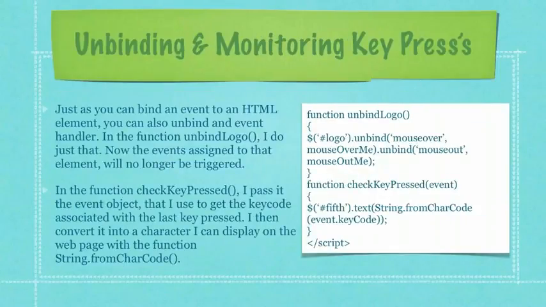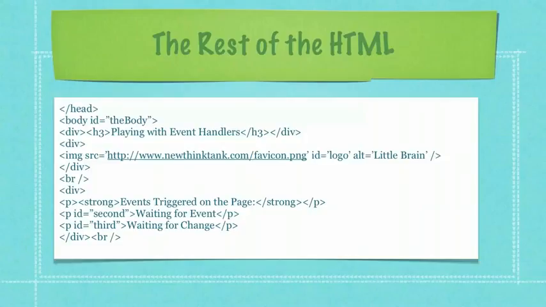Just as you can bind an event to an HTML element, you can also unbind an event handler. In the function unbind logo, I do just that. Now the events assigned to that element will no longer be triggered. In the function check key pressed, I pass it the event object that I use to get the key code associated with the last key pressed. And I'm talking about the keyboard here. I then convert it into a character I can display on the web page with the function String.fromCharCode.